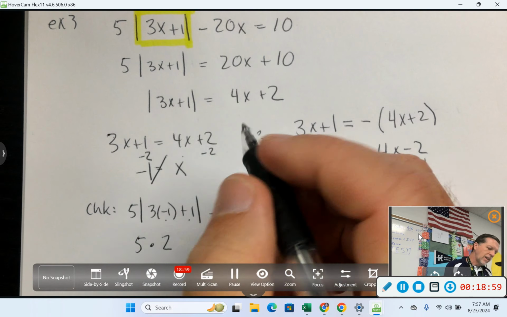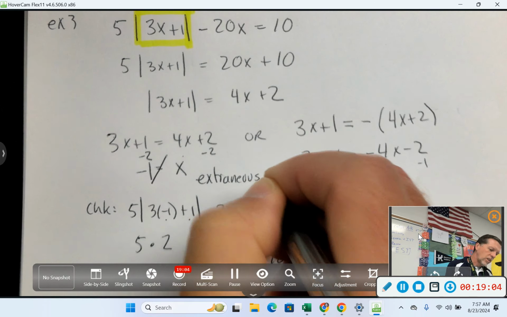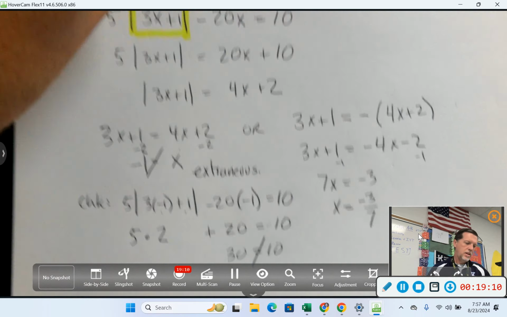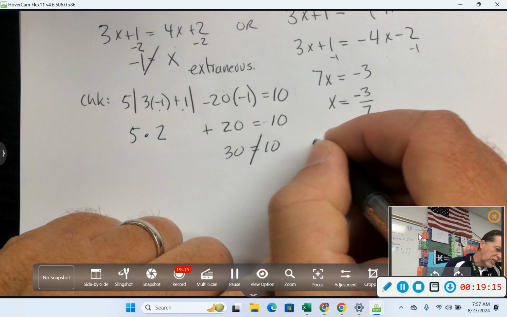So that means x does not equal negative 1. That was an extraneous solution. We didn't do anything wrong, and yet it still didn't work. All right, let's plug in negative 3/7. This is the one you were suspicious of.